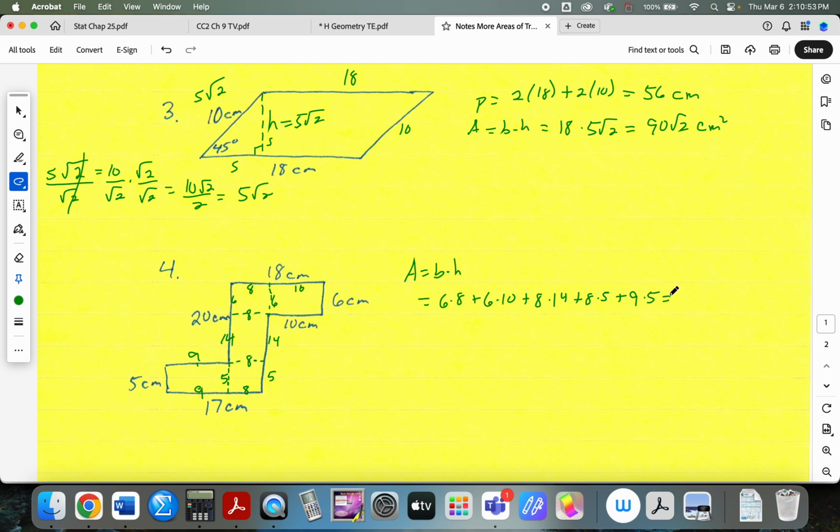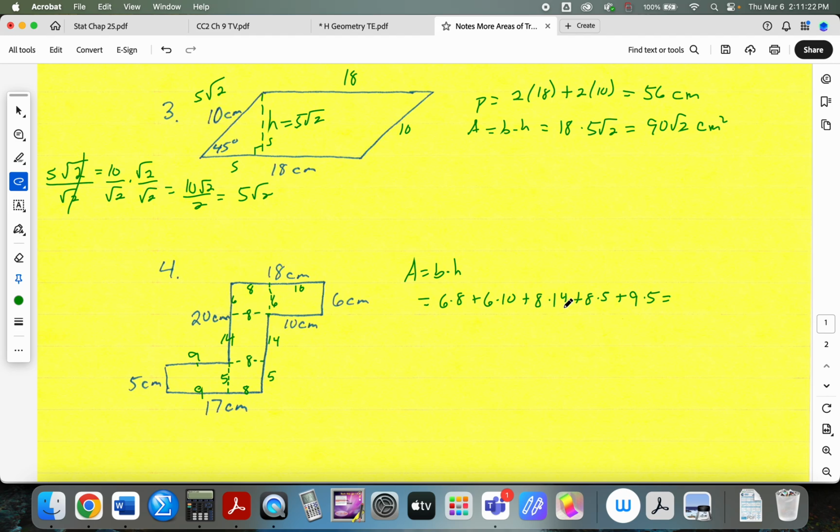Now, if you divided it into fewer rectangles, that's fine. You're going to have fewer area calculations. But since you're probably going to put all this into the calculator anyway, it doesn't really matter. See, that's 48, 108, 148, 193, 273.